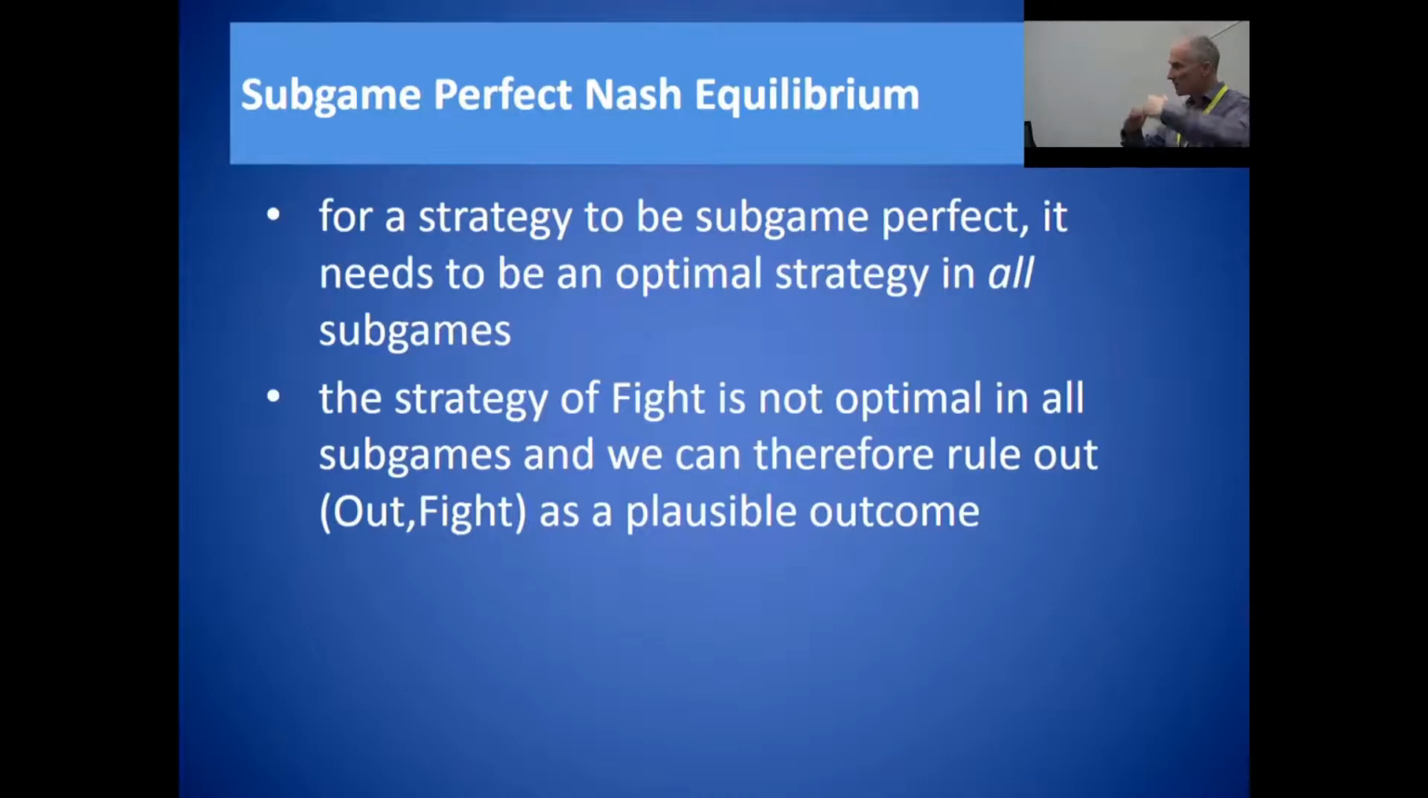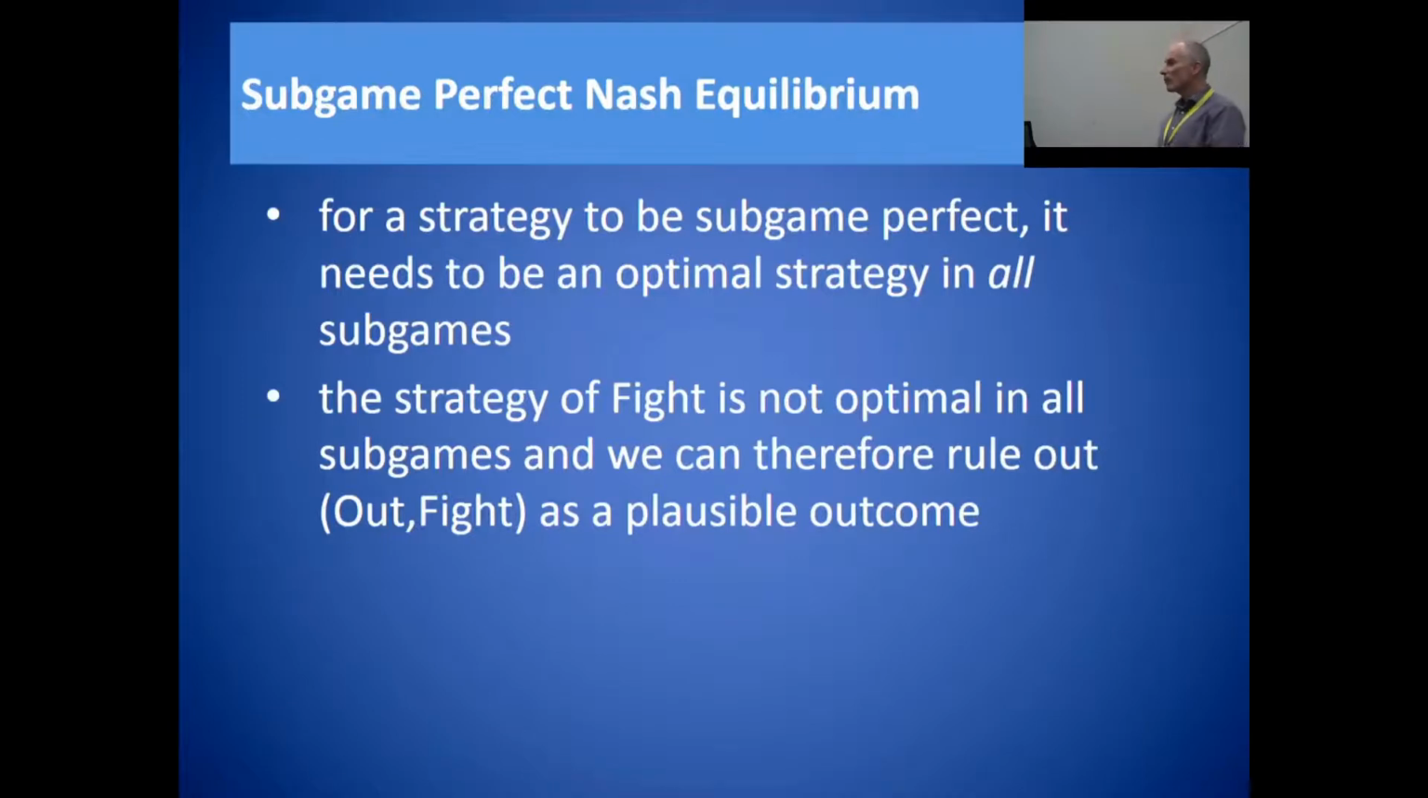For a strategy to be subgame perfect, it needs to be optimal in all subgames. Well, that subgame that was played, where the incumbent chooses to fight or acquiesce, is fight ever an optimal strategy? No. If you fight, the incumbent gets a payoff of 0. If it acquiesces, it gets a payoff of 1. Therefore, the strategy of fight is not subgame perfect.